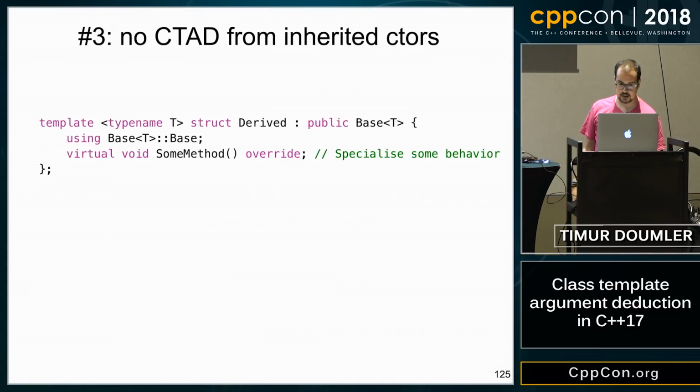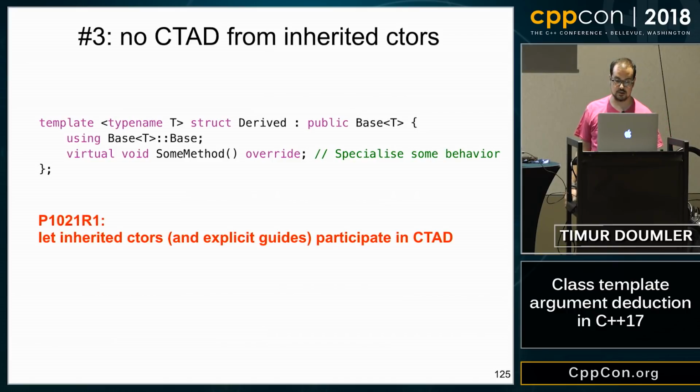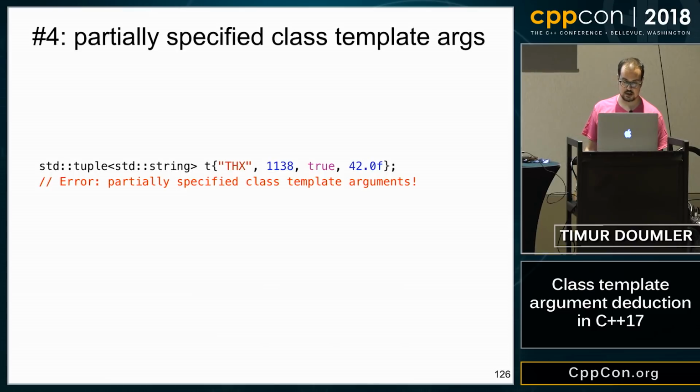Number 3, you don't get CTAD from inherited constructors. A lot of the time it's a good idea to just inherit the constructors from the base class. But unfortunately, they don't participate in CTAD either at the moment. So what we would like to do is let CTAD also see into inherited constructors and also inherit explicit deduction guides.